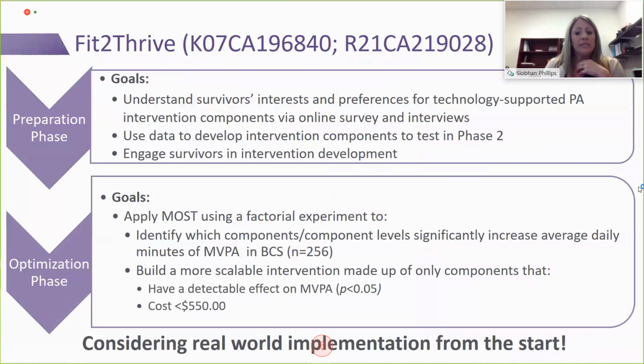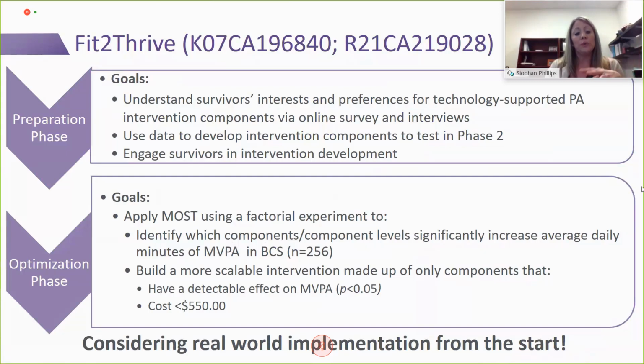And so I was funded by an NCI Career Development Award to use MOST in breast cancer survivors to design an optimized physical activity intervention for this population. This is a 2-phase study that is trying to answer the questions of if we build it, will they come? And then will it work? The goal of phase 1 was really to understand survivors' interests and preferences, use this data to develop the interventions to test in phase 2, and really engage them in the development of the intervention.